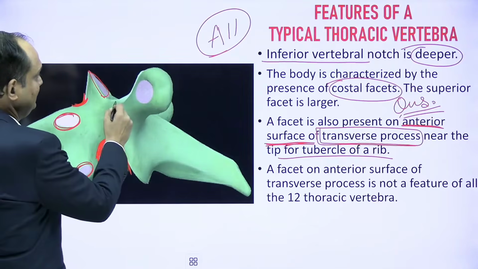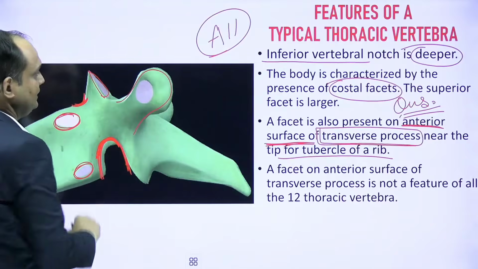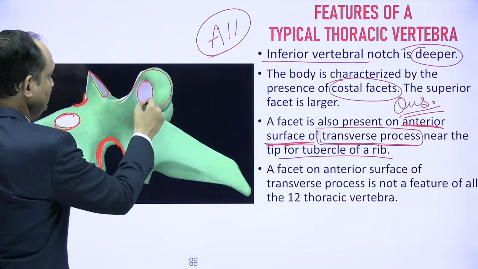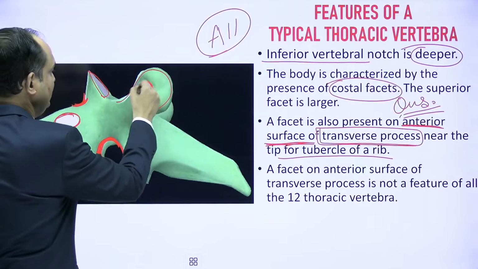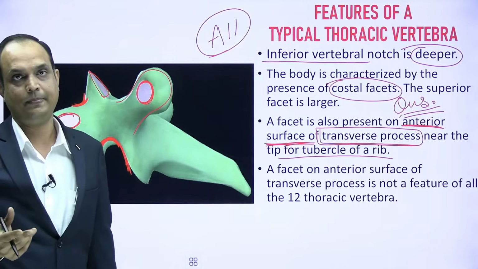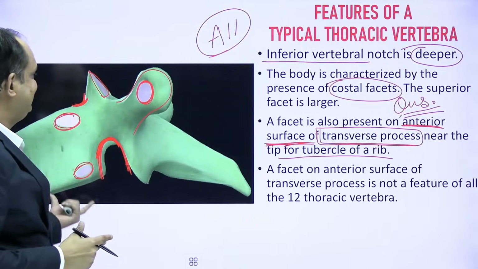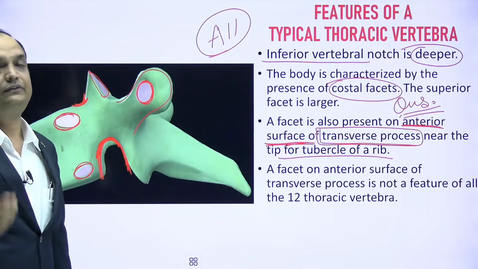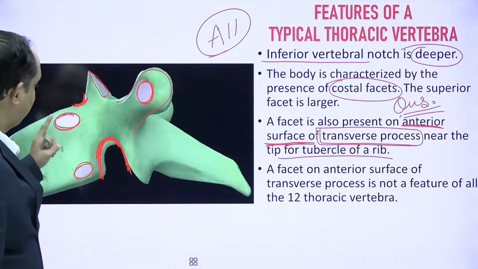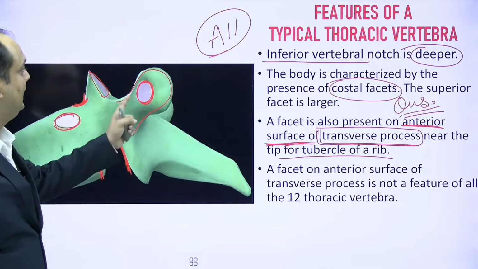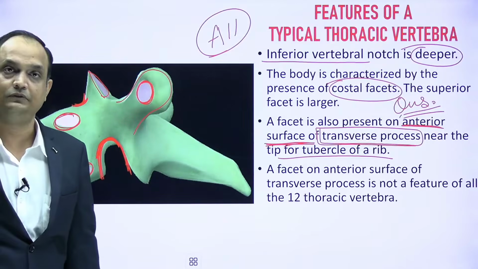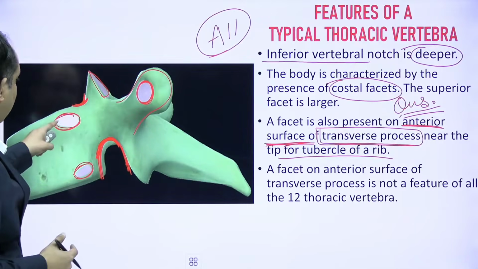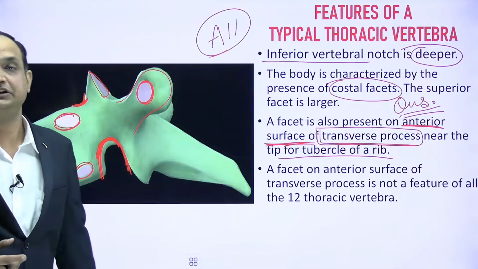Here you can see the transverse process, and on it a round facet is present, and this facet is for the tubercle of the rib. Clear? So you will realize that a typical thoracic vertebra has three facets for the rib. One is the superior facet, another is the inferior facet, and one facet on the tip of the transverse process on its anterior surface. Another important thing is that the superior facet is larger, the inferior facet is smaller.